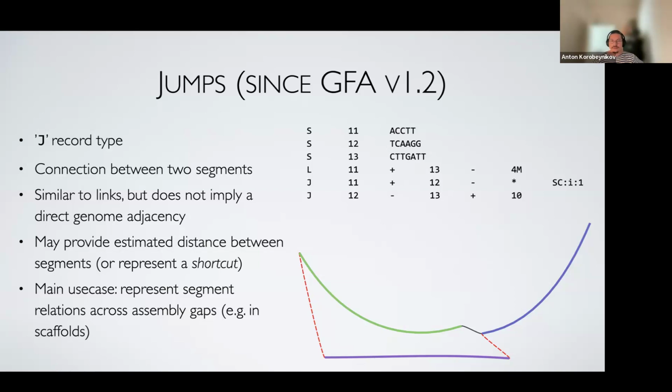And here is an example graph. We have just one link, from segment 11 to segment 13, plus two jumps, just connecting things. Again, this is just for example, so not representing something real.